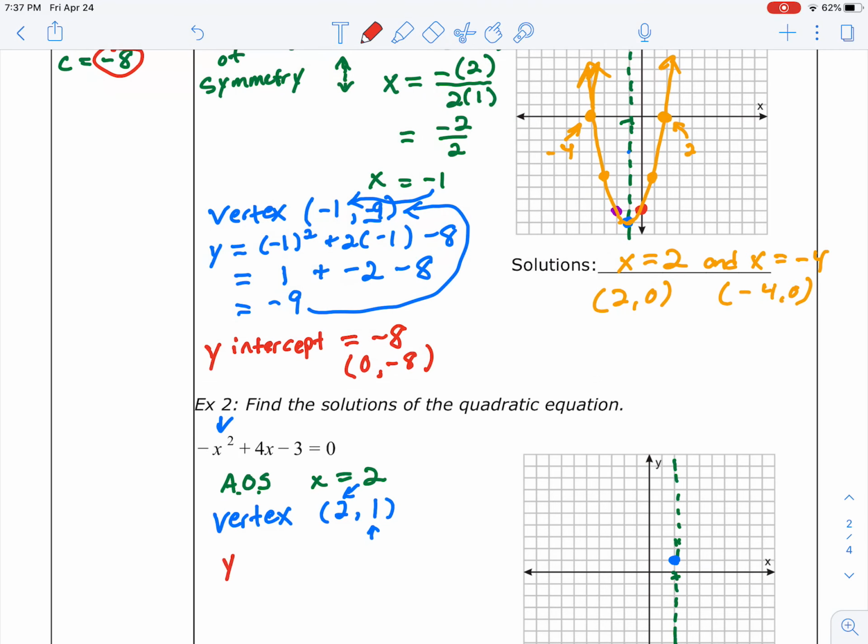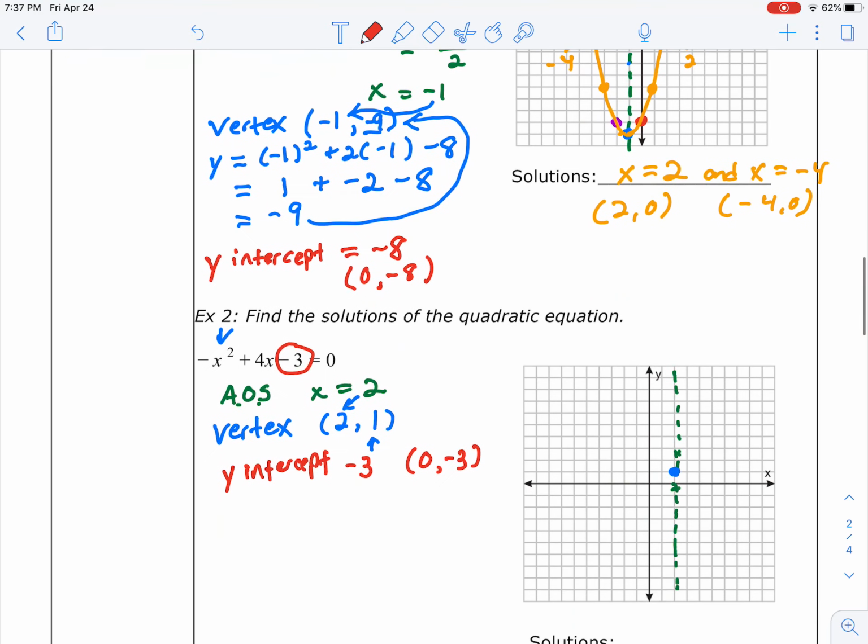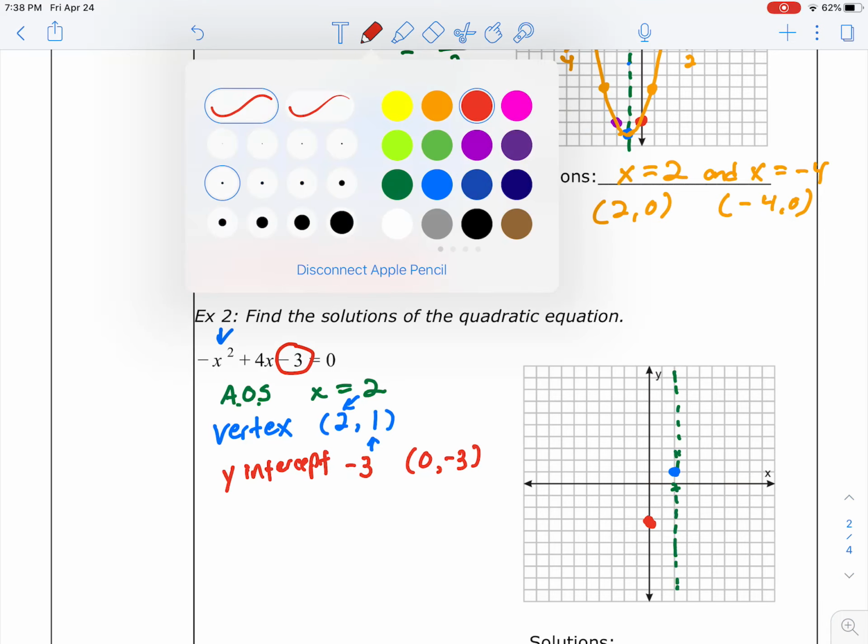The y-intercept, we didn't really need to look at our graph for that one. We know the y-intercept comes from that c value, and so we know that's -3. In other words, the point 0, -3. So we'll graph that point here.